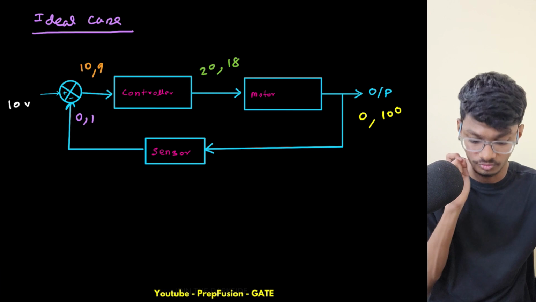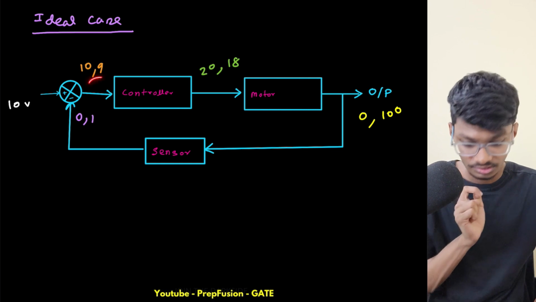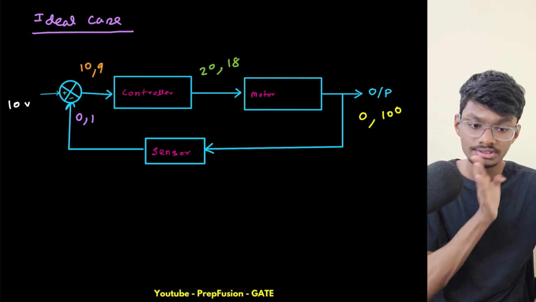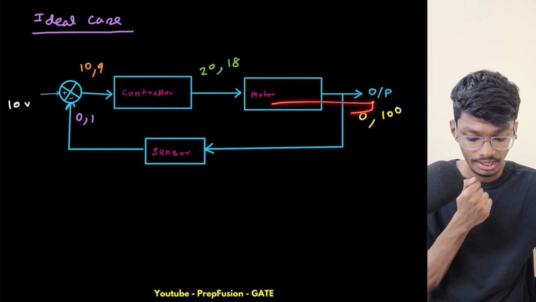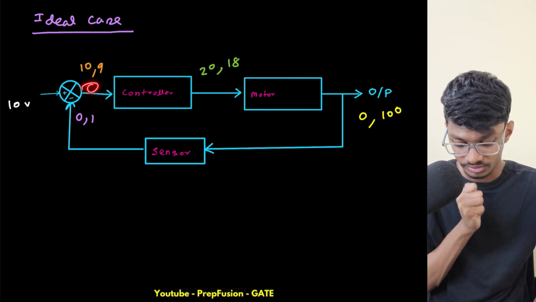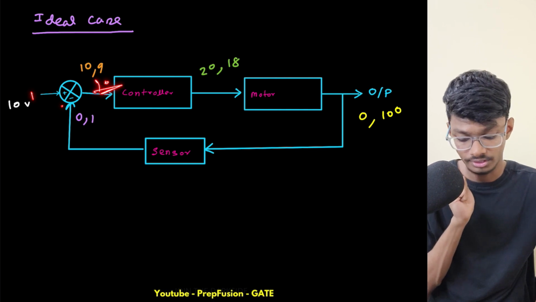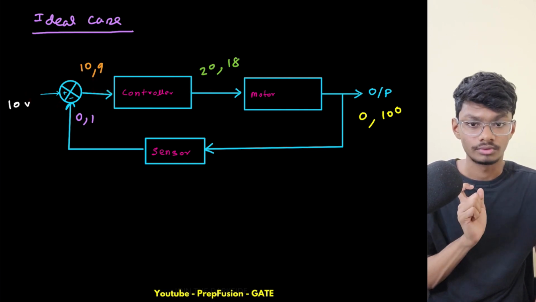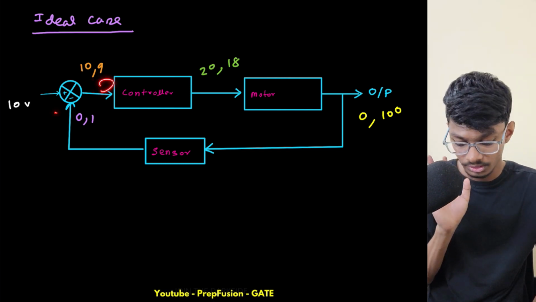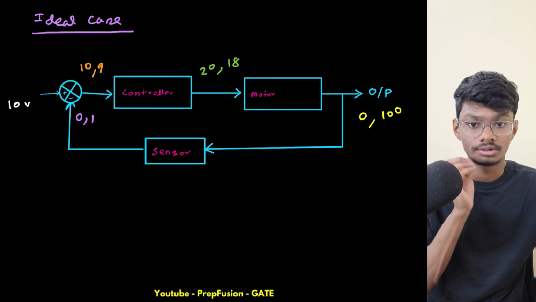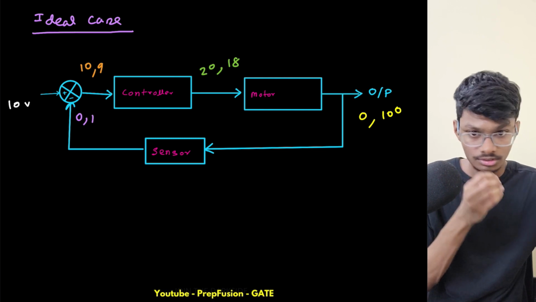So here if you observe correctly, when will my output reach steady state? The output will reach steady state when the input to this controller is 0. When the input to this controller is 0, then this will give constant output, and that will be my steady state output. So when the input to this controller is 0, I am getting 10 minus 0, 10. Input is 0, so output will be 10. And if output is 10, motor input is 10, then my output is 1000 rpm. So steady state output is 1000 rpm.